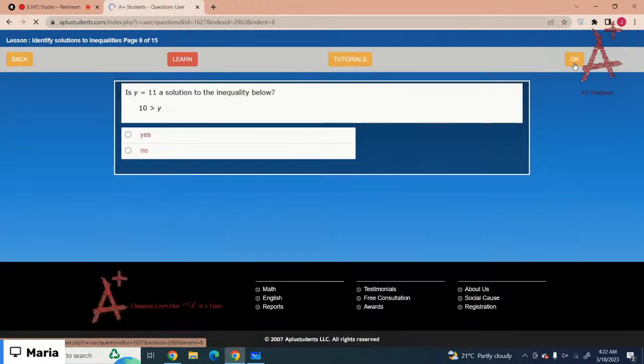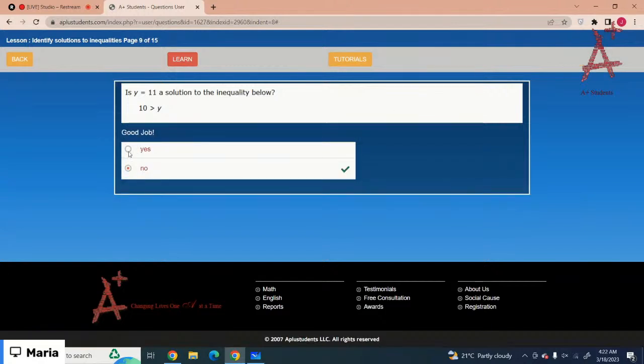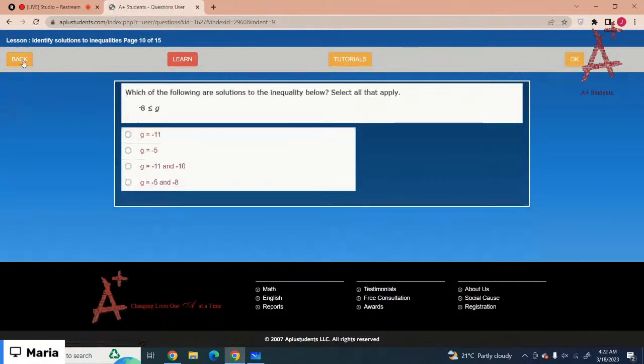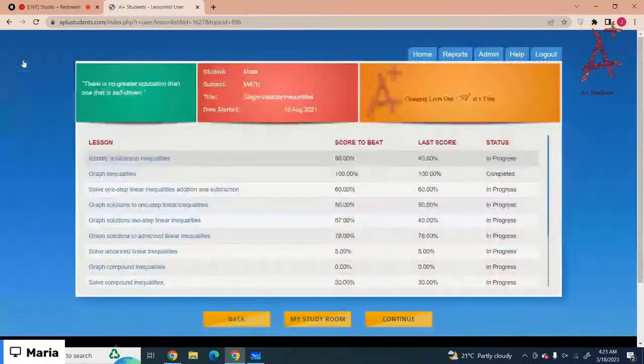Okay, let's just move on to the next lesson. The next lesson is: is y equals 11 a solution of the inequality? 10 is greater than 11. No, 10 is not greater than 11. Okay, you can complete the test by yourself later today. Let me just move on to the next lesson. Okay, the next lesson is graph inequalities.